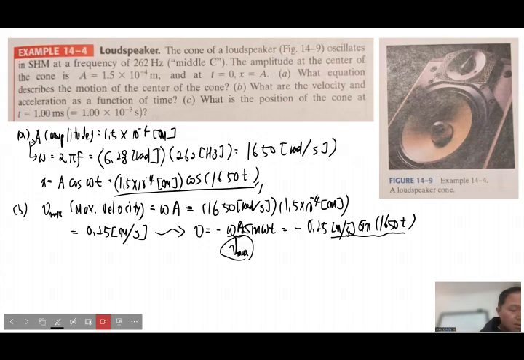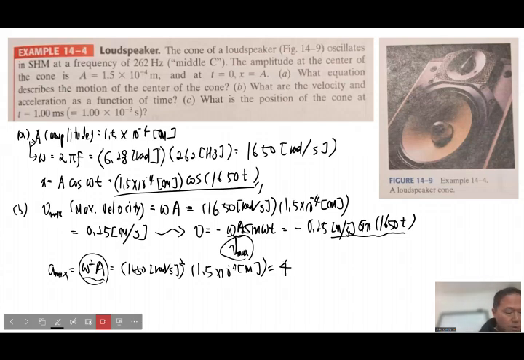And also acceleration. The maximum acceleration should be omega squared times the maximum displacement of simple harmonic oscillator. So omega is 1650 radian per second. You square it and multiply by the maximum displacement, 1.5 times 10 to the minus 4 meter. So the maximum acceleration from this definition is 410 meter per square second.